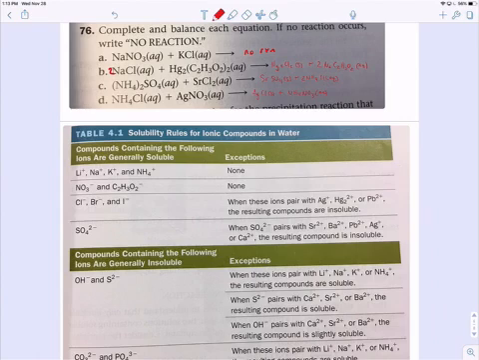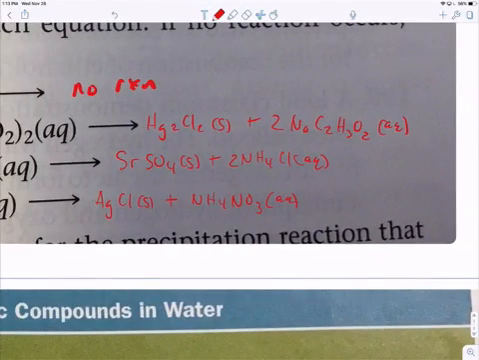It's just one A. Two A. Same thing with the ammonium. It's two acids and two ammonium.